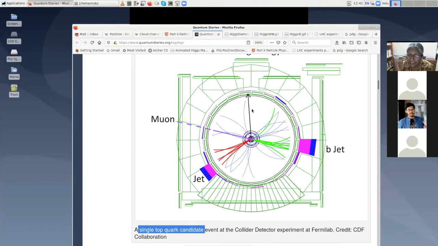So you will never see actually a top quark by itself. The top quark immediately decays, mostly to a B quark and either two more quark anti-quark pairs, or it will decay into a muon neutrino, electron neutrino, or tau neutrino pair. Okay, and that's the kind of signature that you will see in the detector.